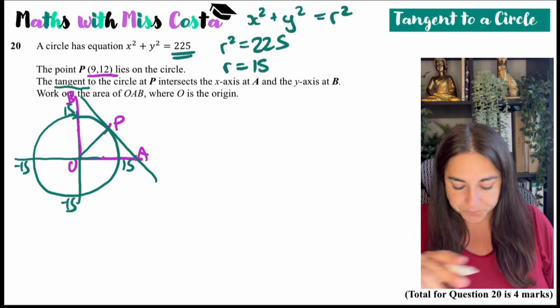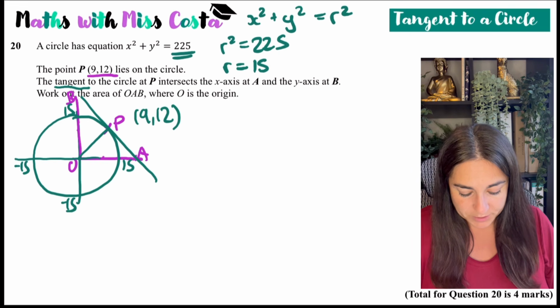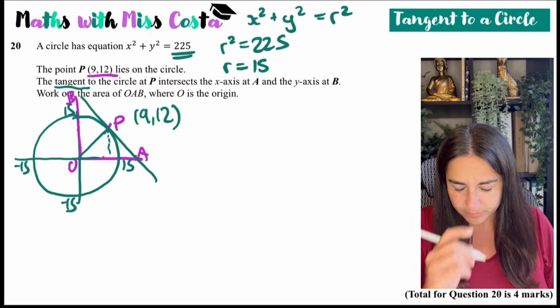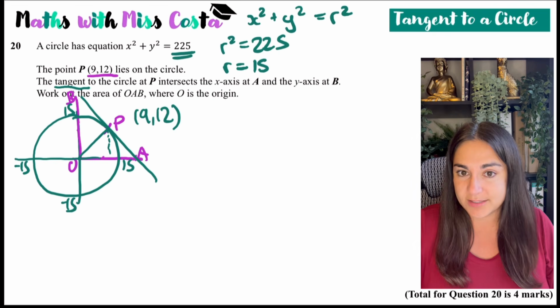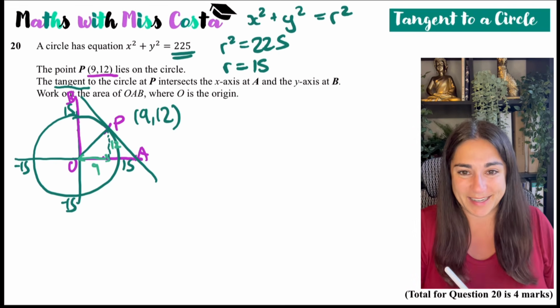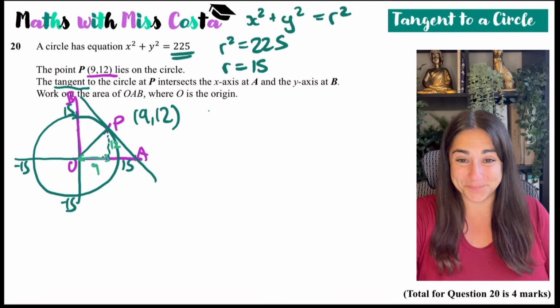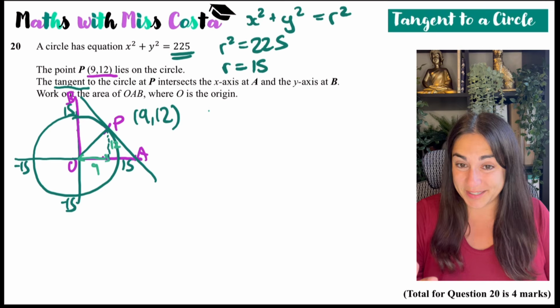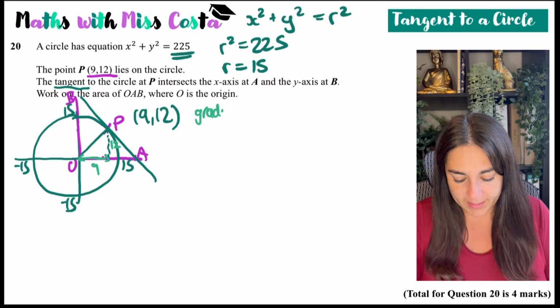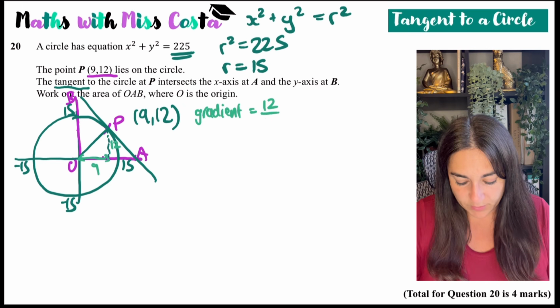Okay, so I've been told that P has the coordinates (9, 12), which means that I've got my radius here. I can figure out what the gradient of it is, because I know that the y value is 12. So from 0 to 12, the height would be 12, and the x value is 9. So the gradient of the radius, I can work out. Gradient is the change in y over the change in x. So the gradient of the radius is 12 over 9.